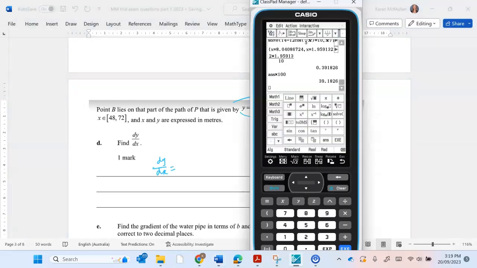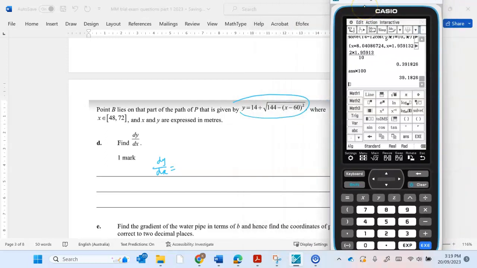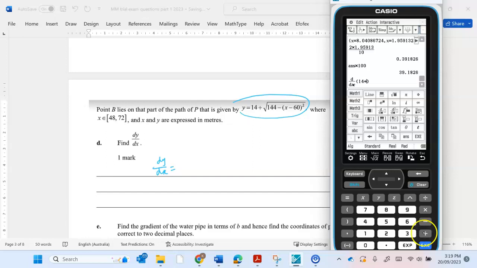Now just be careful whenever you're doing a derivative that if the variables you put into your calculator are not the same, you do write your answer correctly. All right, so we can just use this one here, d/dx, and then type in our rule. So 14 plus the square root of 144 minus (x minus 60) squared. Just make sure that's all in correctly. What is that bracket at the end for? Oh, okay, for our derivative. Good.